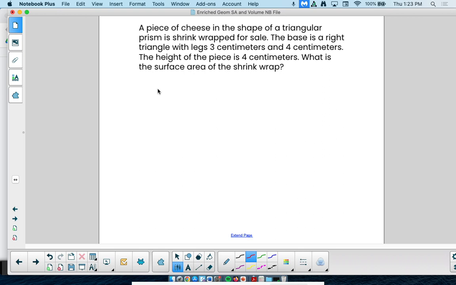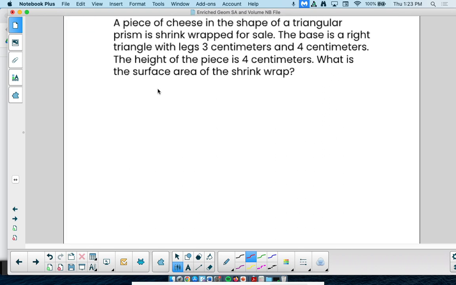But let's do this cheese one. Okay. It says a piece of cheese is in the shape of a triangular prism, a shrink wrap for sale. The base is a right triangle with legs 3 centimeters and 4 centimeters. The height of the piece is 4 centimeters. What's the surface area of the shrink wrap?